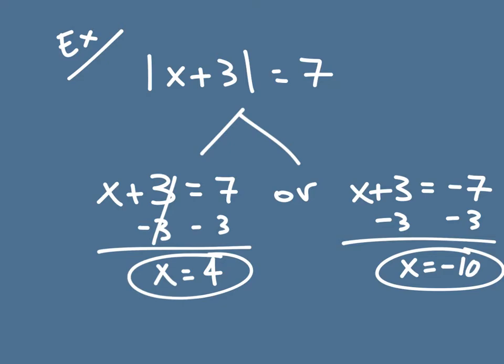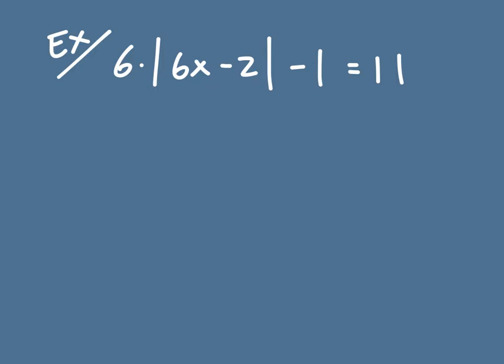So just remember that first step: take your absolute value equation and set it into two different equations, one where you set it equal to the positive number, one where you set it equal to the negative number. Now you might have a situation where you have an absolute value equation, but you've got 6 times the absolute value and then minus 1. In order to solve this, what we want to do is isolate the absolute value.